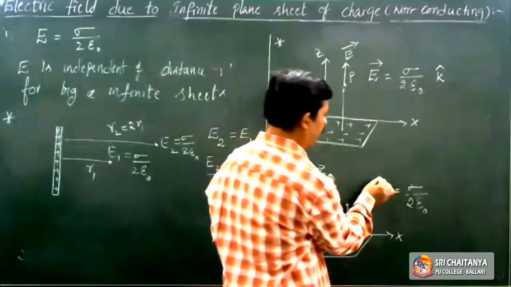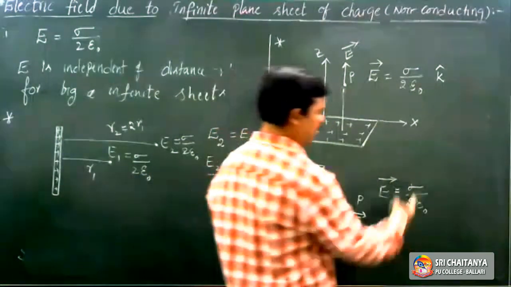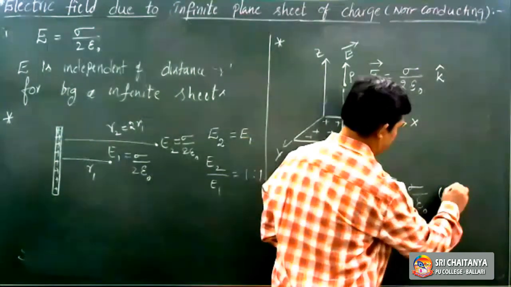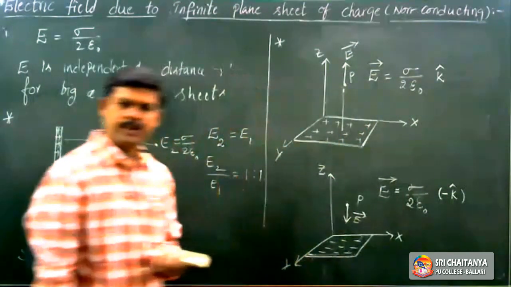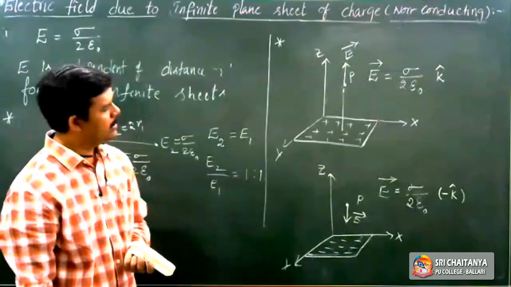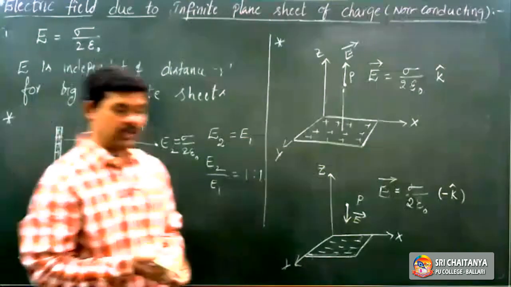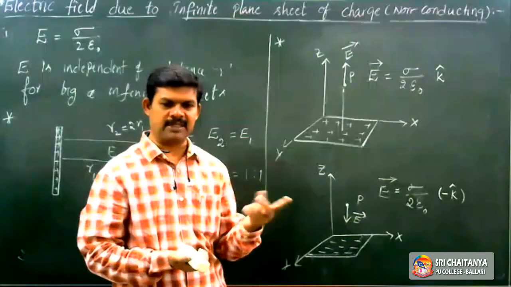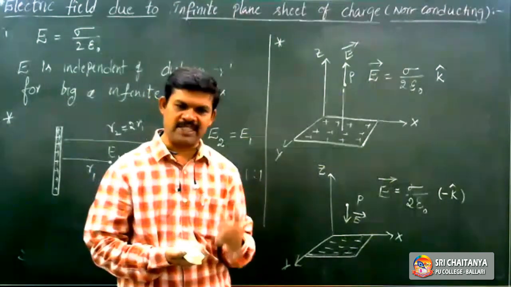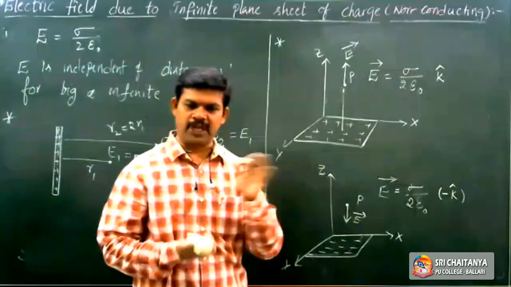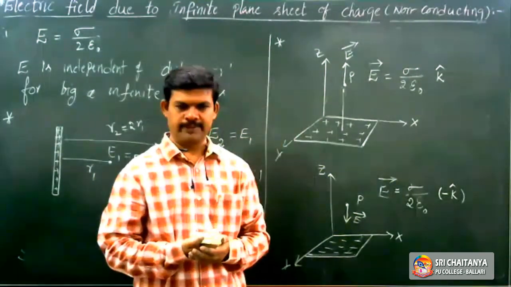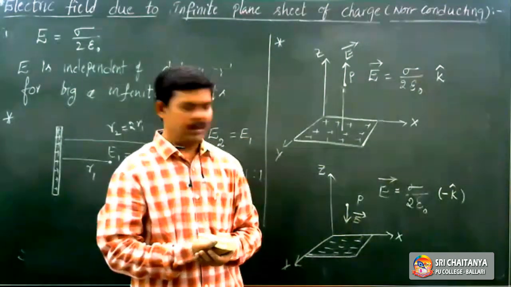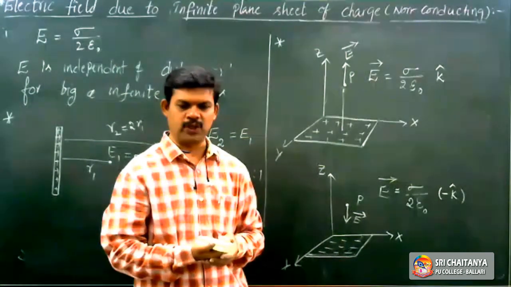So what to do here? If you are asked in vector form, E bar is equal to sigma by 2 epsilon naught minus k cap, right? Minus k cap, like that. So in so many problems, sigma they provide, sometimes plus sigma, sometimes minus sigma. Whenever they give plus sigma, there is positive charge on the sheet, field outward. If minus sigma is given, inward, right? You remember it. In previous entrance exams, we got questions on this.